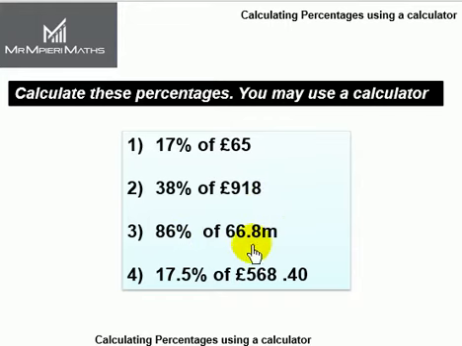86% of 66.8 meters. Interesting question 4. 17.5% of 568.40. 568 pounds 40 pence. Have a go. Press pause. Have a go. And when you're done, press play.